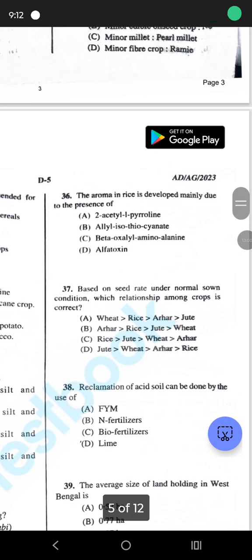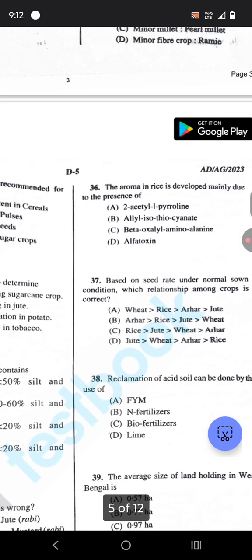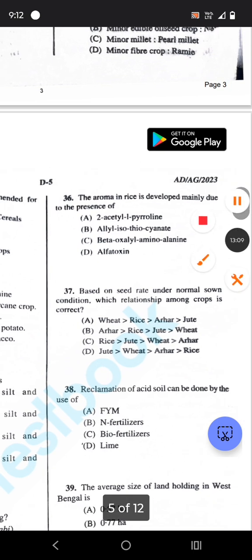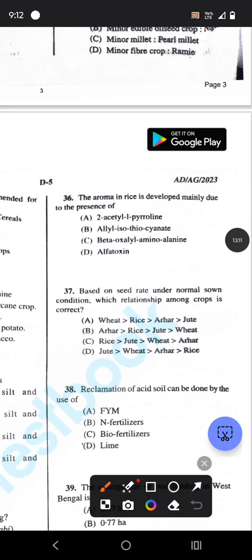Question number 36. The aroma in rice is developed mainly due to the presence of 2-acetyl-1-pyrroline. So the correct answer is option number A. Question number 37. Based on seed rate under normal sown condition, which relationship among crops is correct? According to the official answer key, the correct answer is option number A.